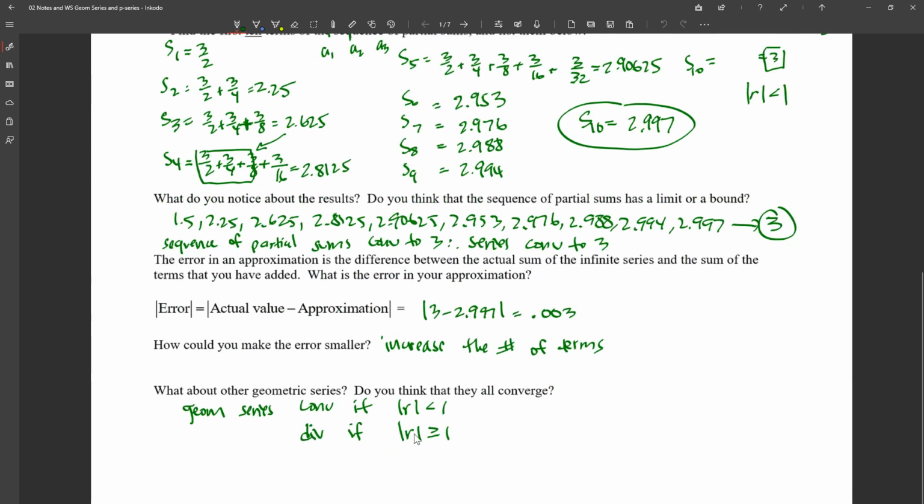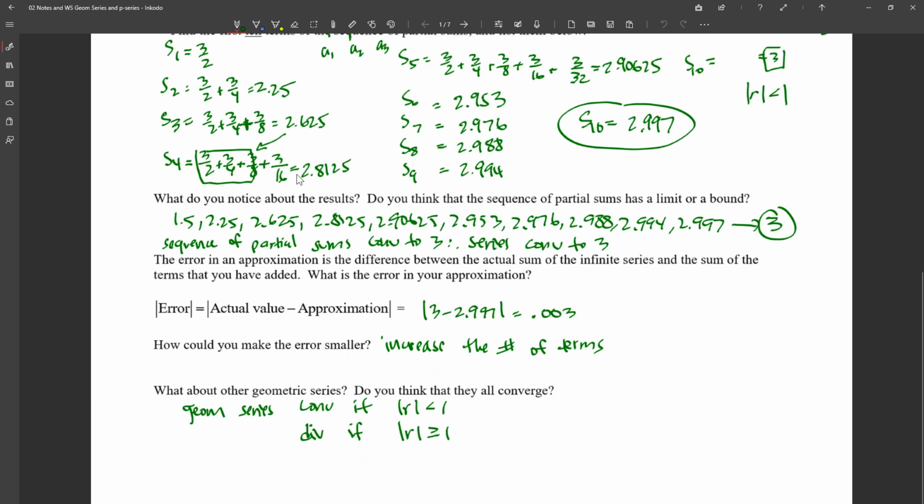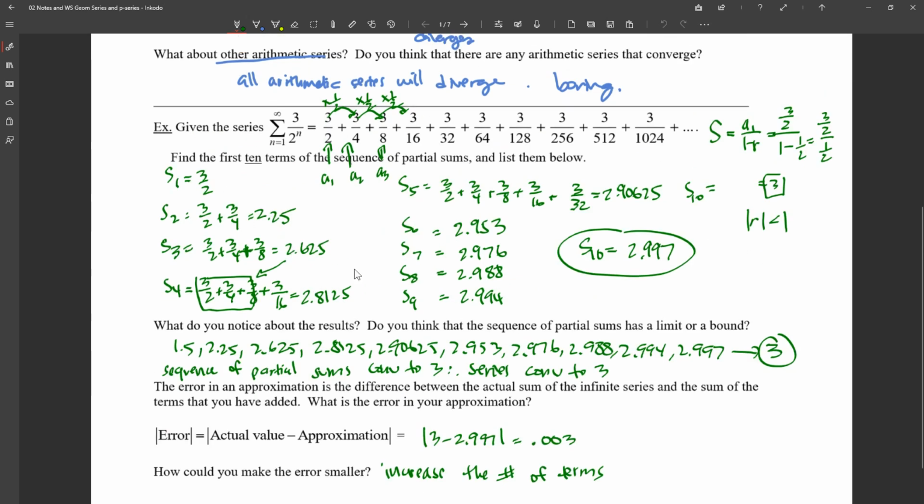And when the common ratio is bigger than or equal to 1, what we know is that the series diverges, meaning if you take the sequence of its partial sums, it will increase or decrease without bound if your r is greater than or equal to 1. But if your r is less than 1, then the geometric series will converge, meaning the sequence of partial sums will actually converge to some number.